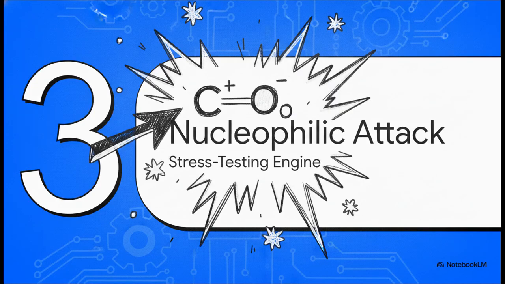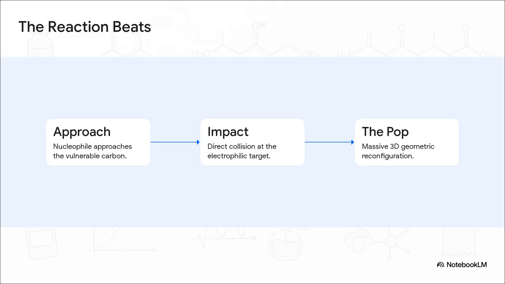Part 3, the nucleophilic attack. Let's stress test the engine. The core reaction here plays out in 3 mechanical beats. First, a negatively charged nucleophile approaches our vulnerable, partially positive carbon.